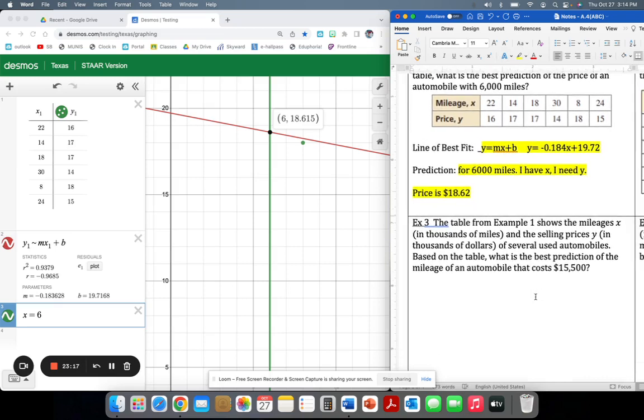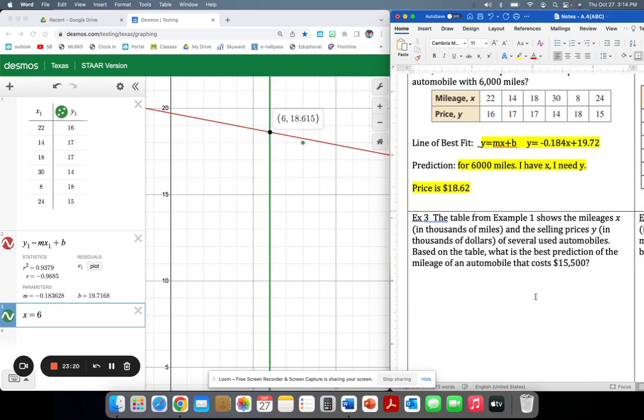The second part of the question says, the table from example 1 shows the mileage x in thousands and selling price y in thousands of dollars of several used automobiles. Based on the table, what is the best prediction of the mileage of an automobile that costs $15,500? So this time I have y and I need to find x. So this is your information after reading the question.